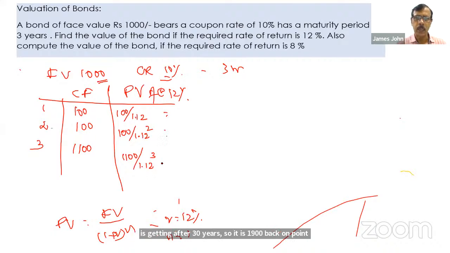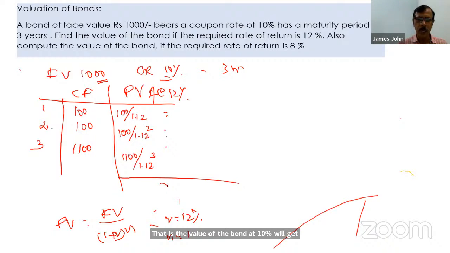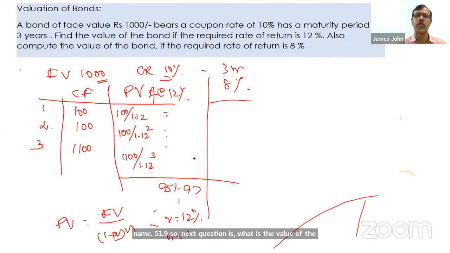You calculate this and add it. That is the value of the bond at 12%. You will get it as 951.97. Next question is, what is the value of the bond if the required rate is 8%?